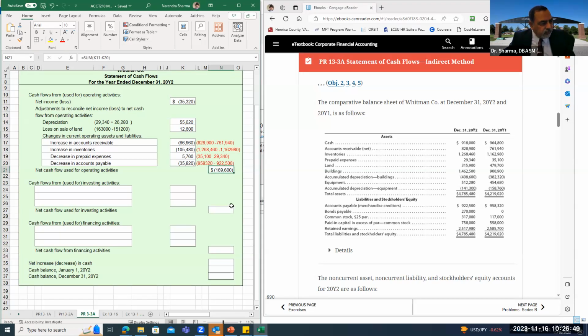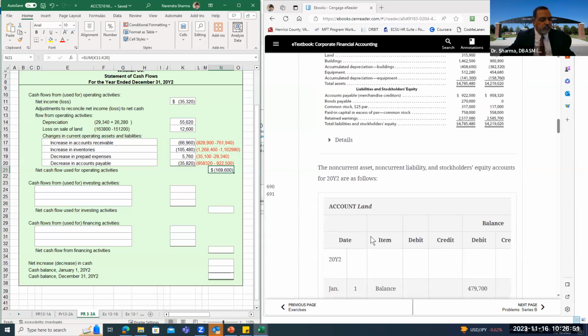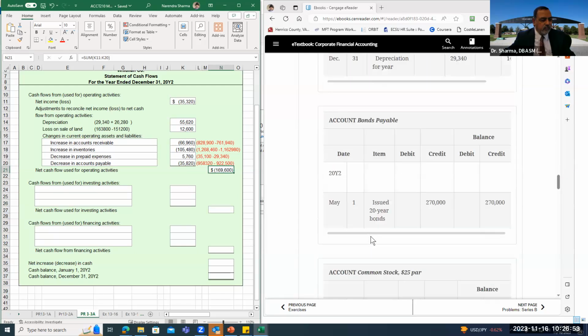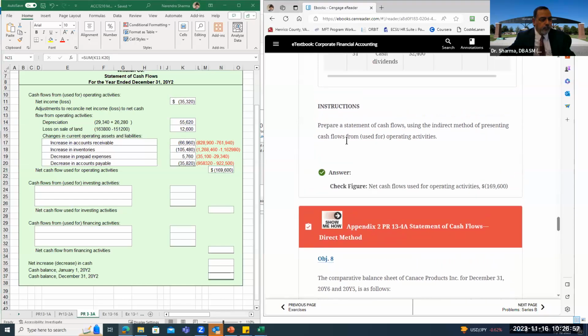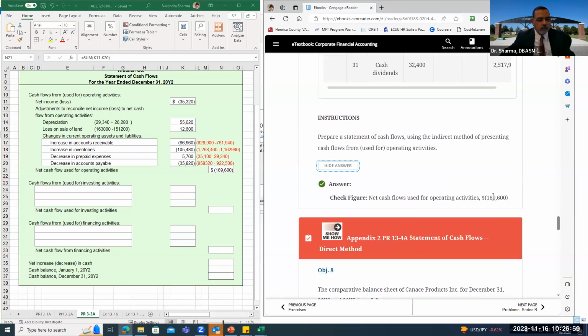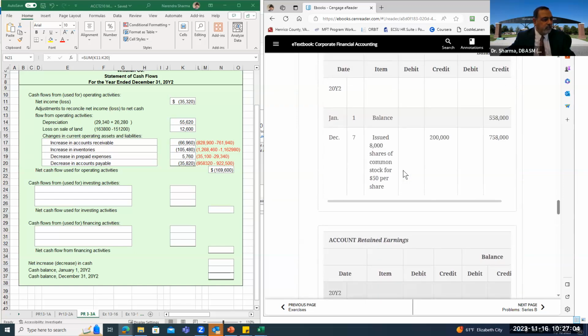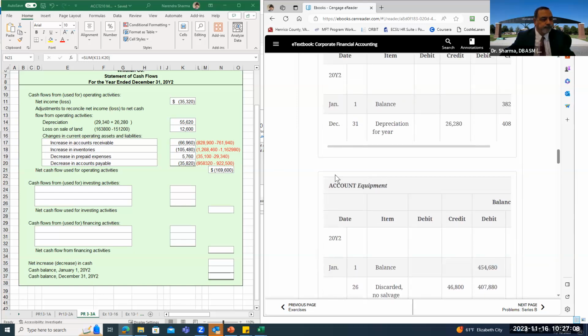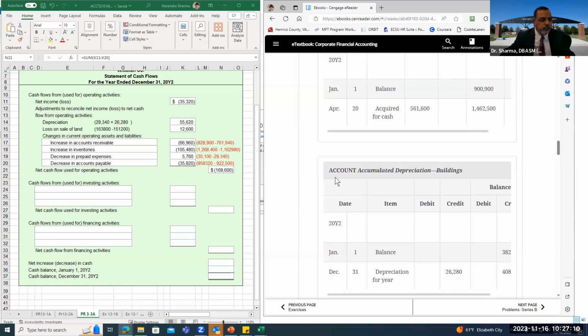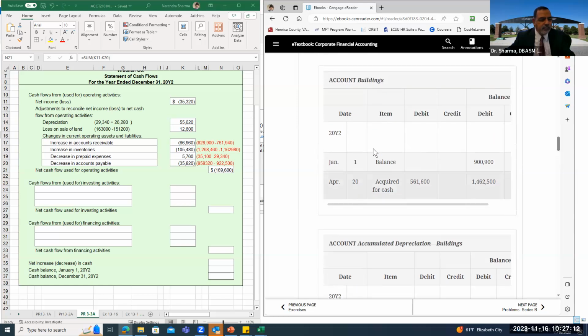Okay, now that is the cash from operating activities. All right, so, okay, I was looking at that. 169,600. Okay, good. All right, so that is what we were supposed to get from operating activities. Now, what we are going to do is we are going to look at the investing activities.